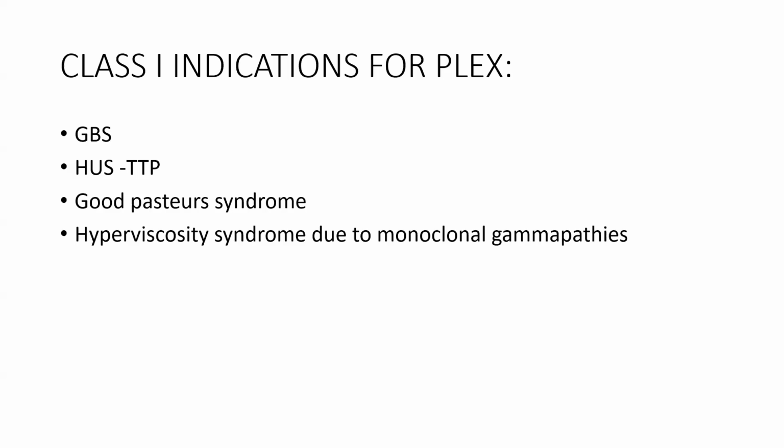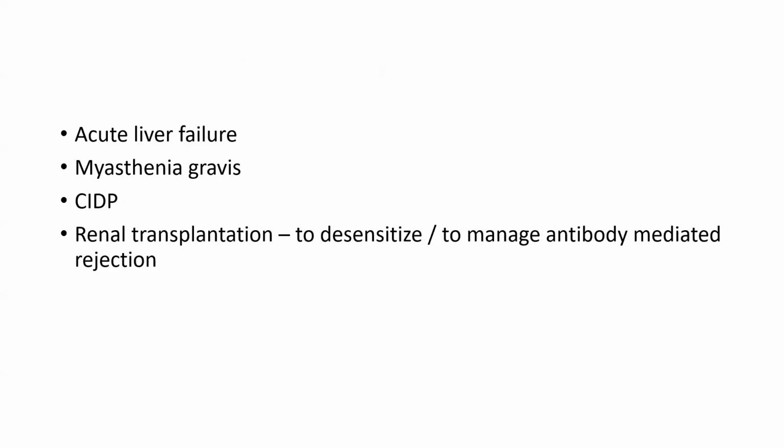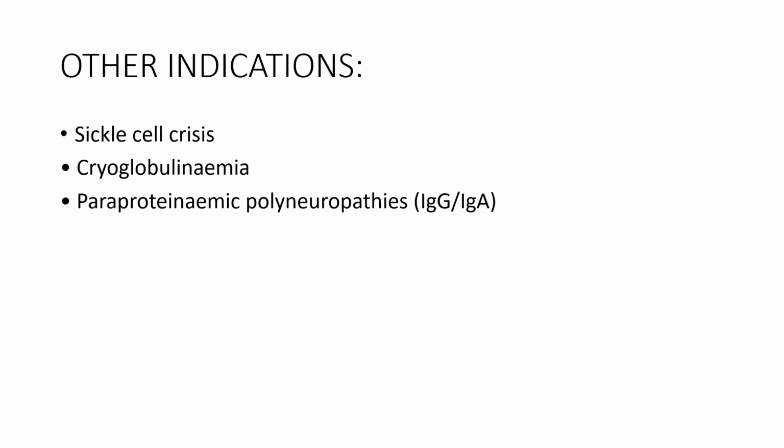So there are some class 1 indications for plasmapheresis, that is GBS, HUS, hemolytic uremic syndrome, thrombotic thrombocytopenic purpura, Goodpasture syndrome, hyperviscosity syndrome due to monoclonal gammopathies, acute liver failure, myasthenia gravis, CIDP, and renal transplantation to desensitize or manage antibody mediated rejection.